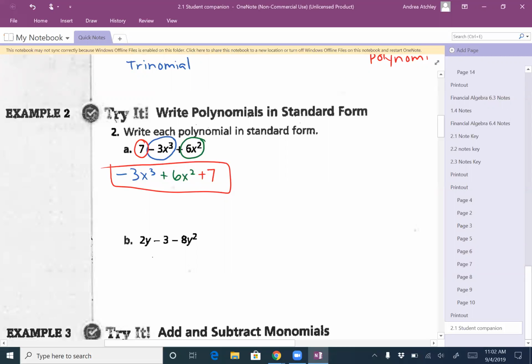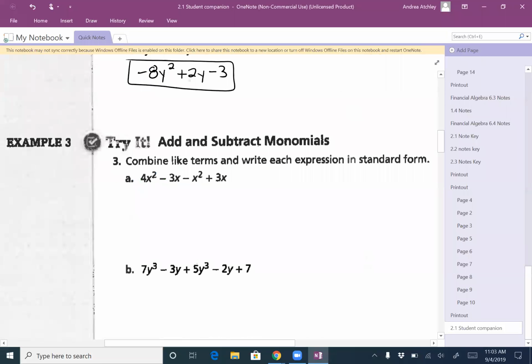There we go. So this should be negative 8y squared. The 2y is a positive 2y, and the 3 is negative. Okay. Any questions over that? Okay. Now we're going to add and subtract monomials.